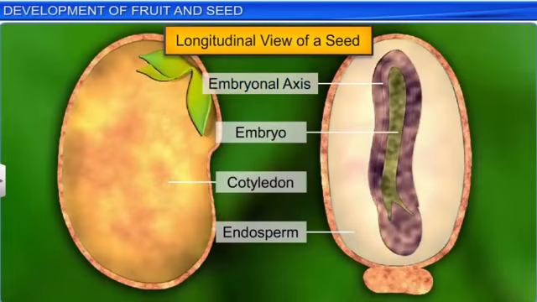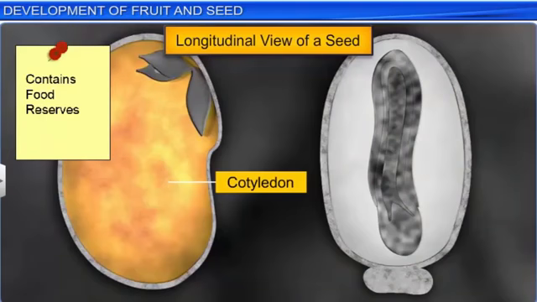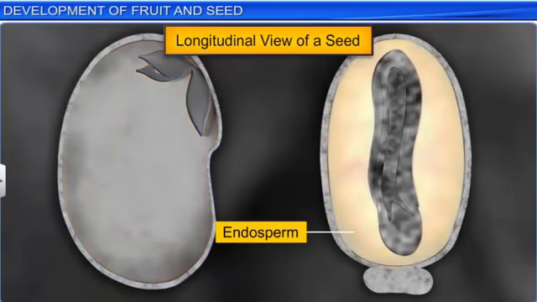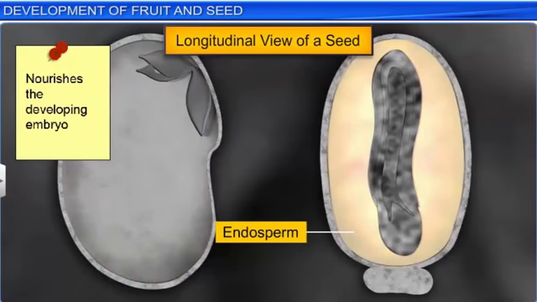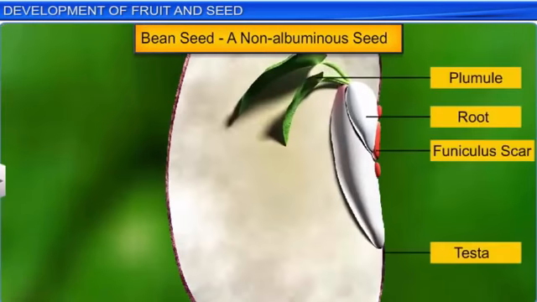The cotyledons, which are often fleshy and swollen, contain abundant food reserves. Endosperm, on the other hand, is a nutritive tissue nourishing the developing embryo. Interestingly, in certain plants such as bean and pea, the developing embryo completely consumes the endosperm. Such seeds that contain no endosperm are called non-albuminous seeds.